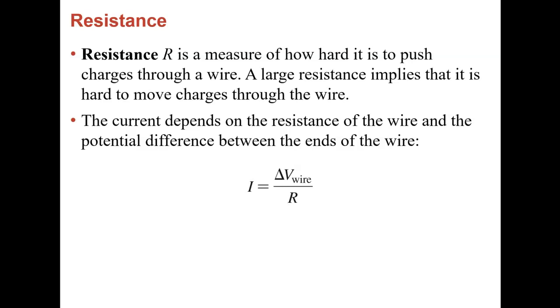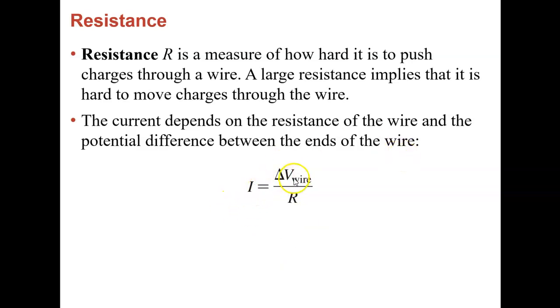Resistance is simply how hard or easy it is to push charge through. A bigger resistance means it's harder to get more charge through a wire, harder to get more current through a wire. The current depends on the resistance of the wire and the potential difference between the ends of the wire. So we have this equation that says current is equal to the potential difference of the wire divided by the resistance of that wire.